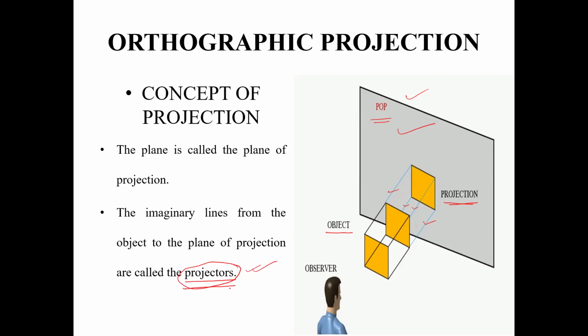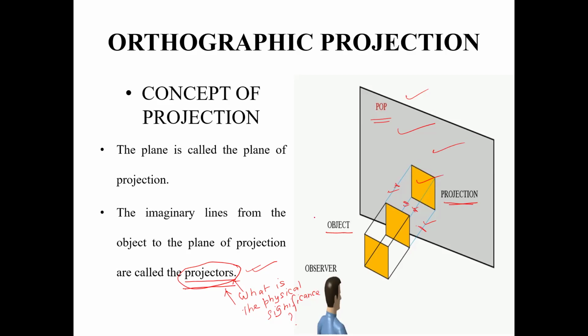Now, what is the physical significance of these projectors? What are these projectors actually representing? Let us discuss. What are these lines in blue actually representing? We are saying that these lines are originating from the object, going and hitting the plane of projection at different points. When you join those points in proper sequence, you are going to get the projected view of this object on this plane of projection.